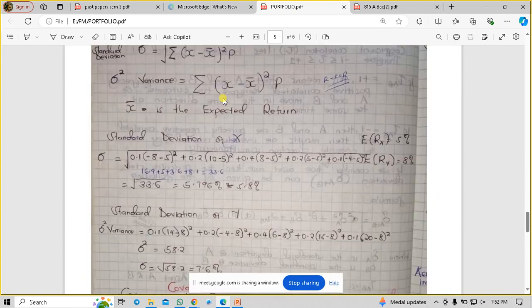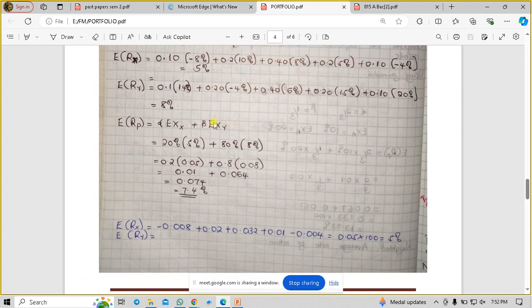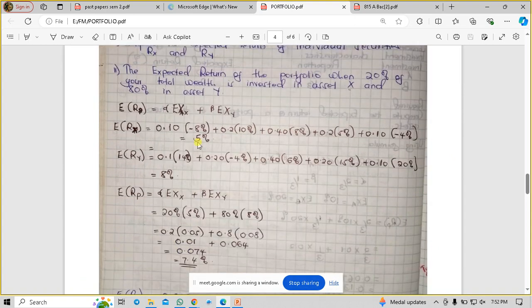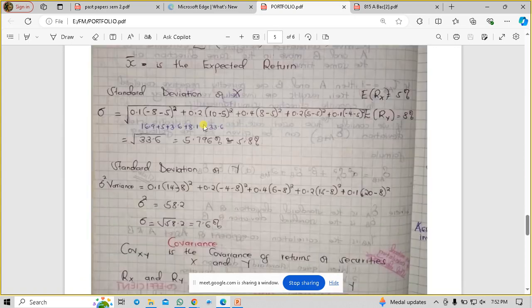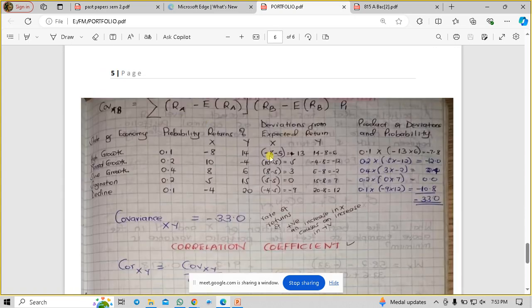The expected return, we had calculated it, not the expected return of the portfolio, but the expected return of the individual security, which in this case is 5%, but you're going to use 5. So you come here and say -8 minus 5 for high growth. Normal growth: 10 minus 5 is 5. Then 8 minus 5 is 3. 5 minus 5 is 0. -4 minus 5 is -9. That is the deviation from expected return, the deviation of x.